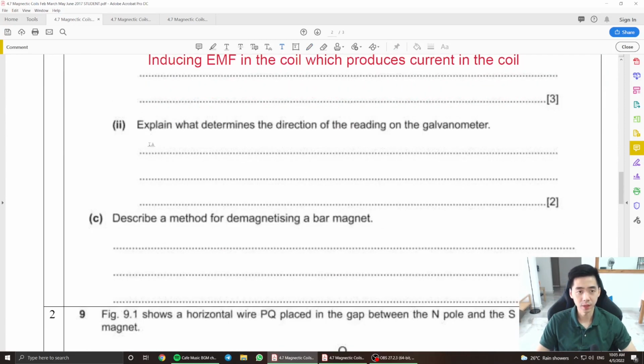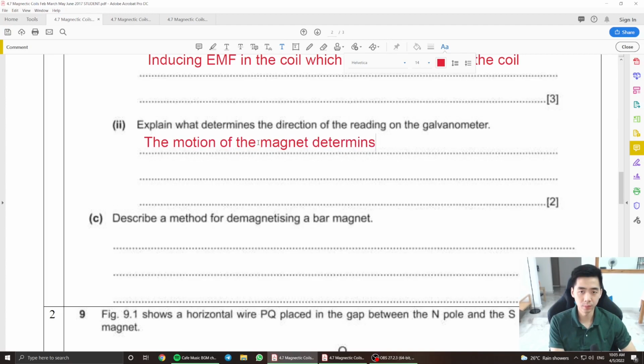You're supposed to answer something like this. The motion of the magnet determines the direction of the current, which determines the direction of the reading of the galvanometer.